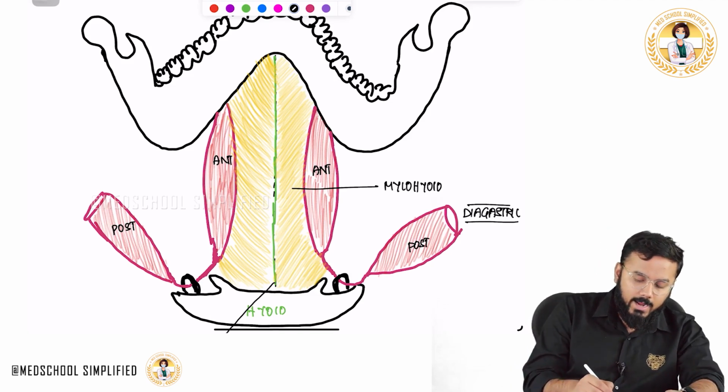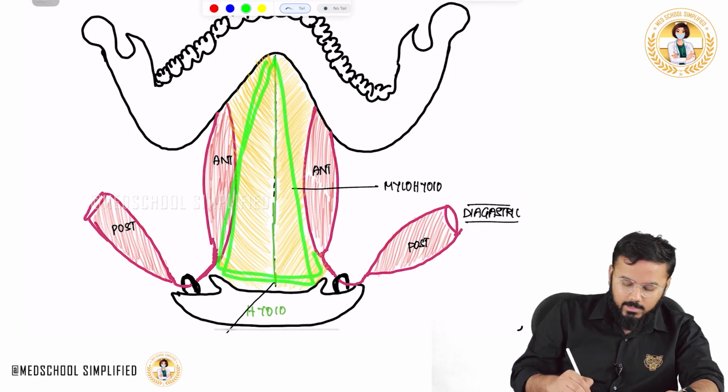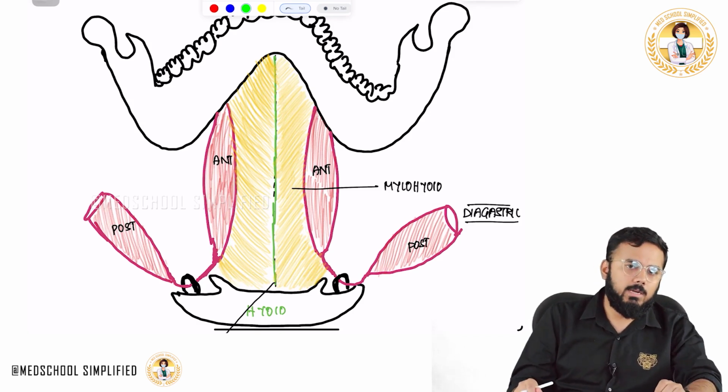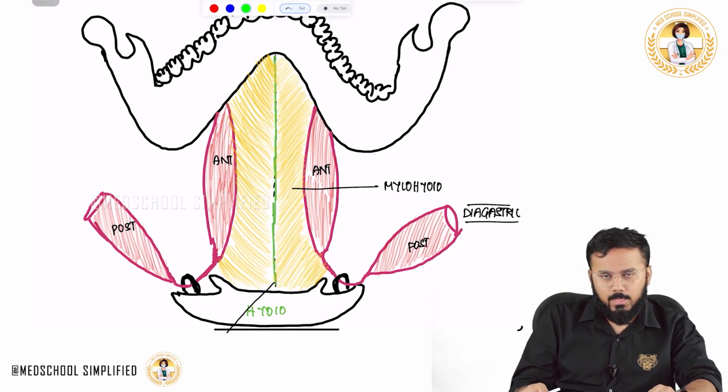Now this particular triangle which you can see over here, okay, let me draw this. This triangle is called your submental triangle. So if I ask you, the floor of the submental triangle is formed by what? The floor of the submental triangle is formed by your mylohyoid muscle, right?